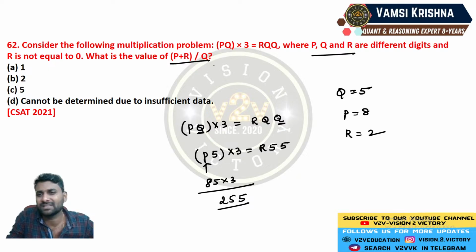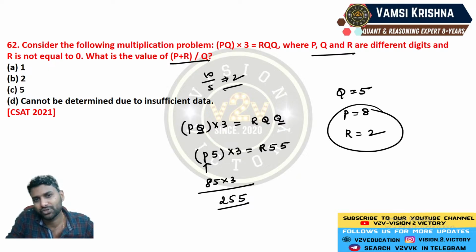Now, the question: P plus R. P plus R is equal to 10, which is divided by 5. Here, the number is 2. So, the answer is 2.